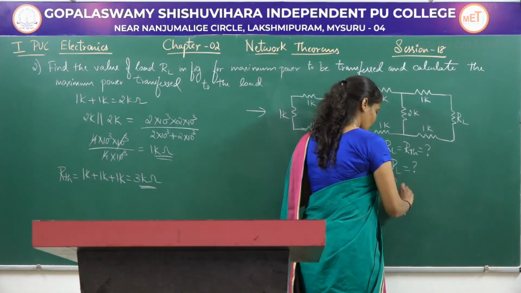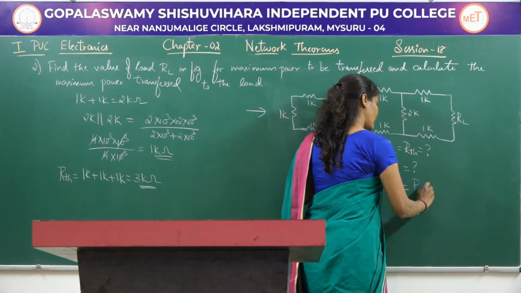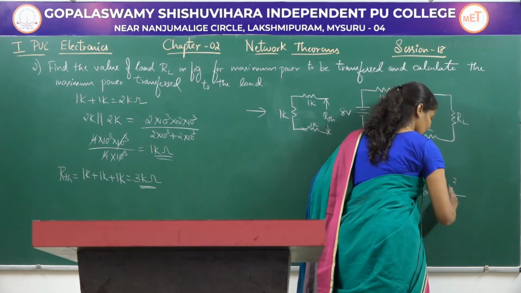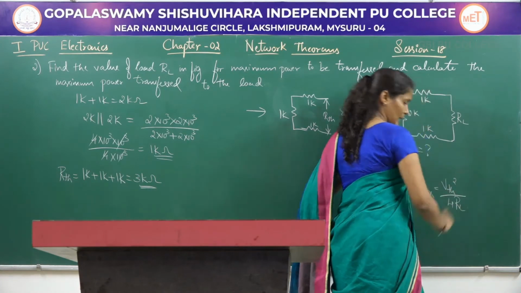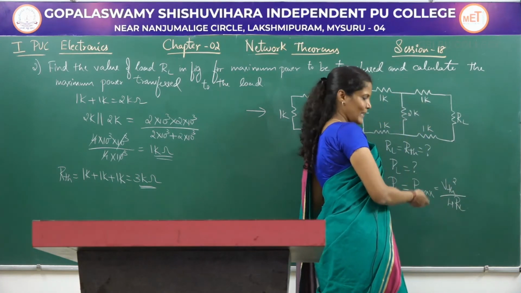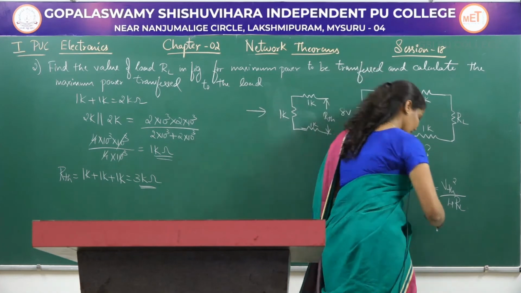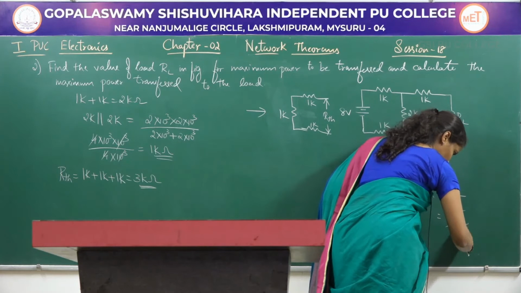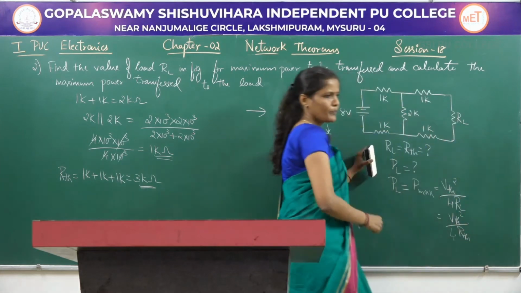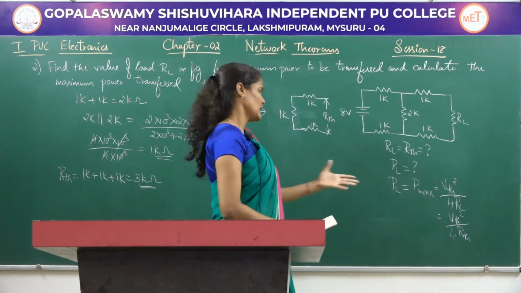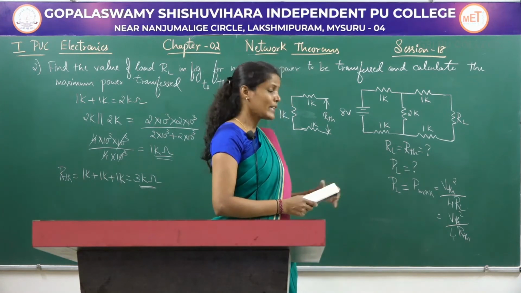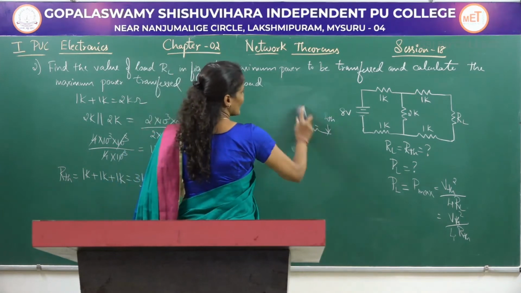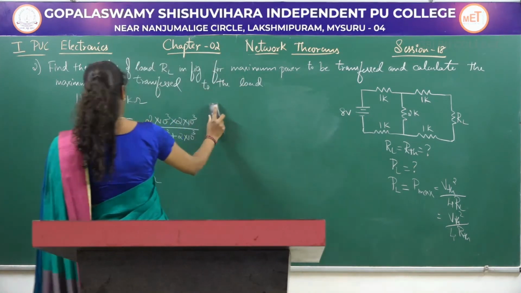We have this formula: PL, which is also equal to P max, is equal to V Thevenin square divided by 4 RL. But this RL can be replaced with R Thevenin. So V Thevenin square divided by 4 R Thevenin. So this is the formula. We have found out this R Thevenin, but I don't know the value of V Thevenin. So let us now find out the value of V Thevenin for this particular problem.